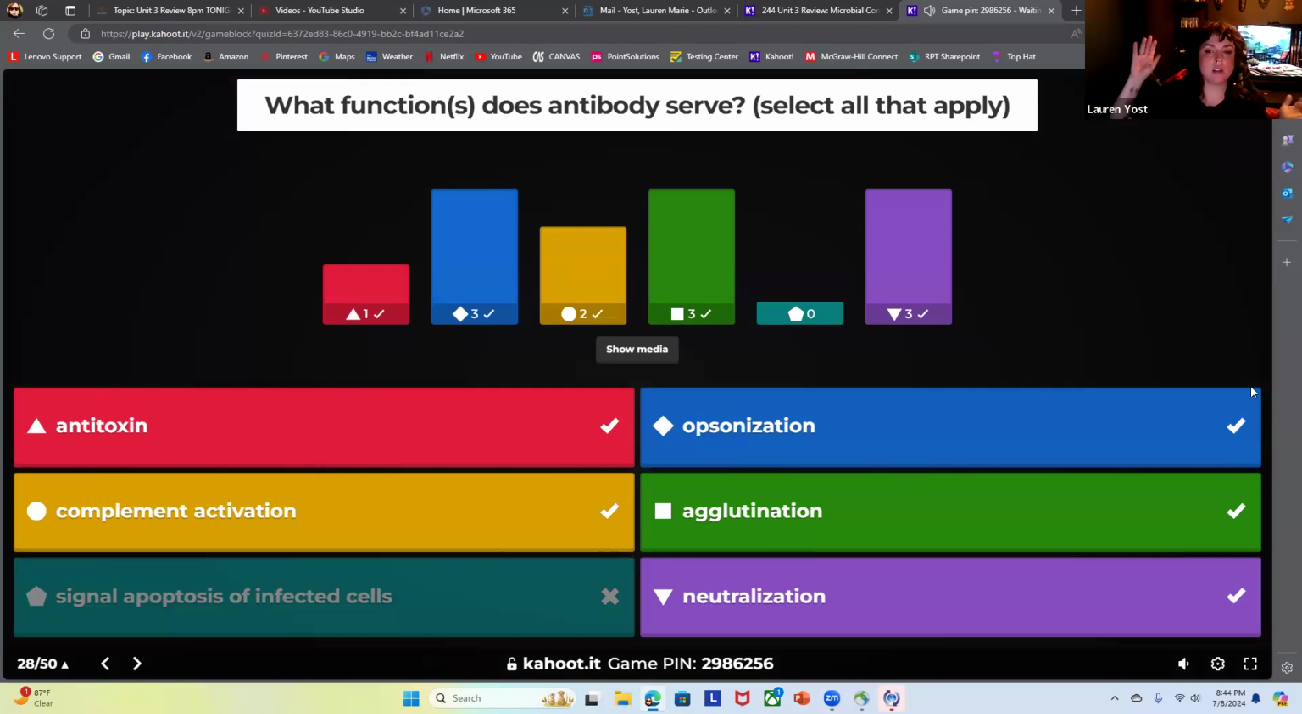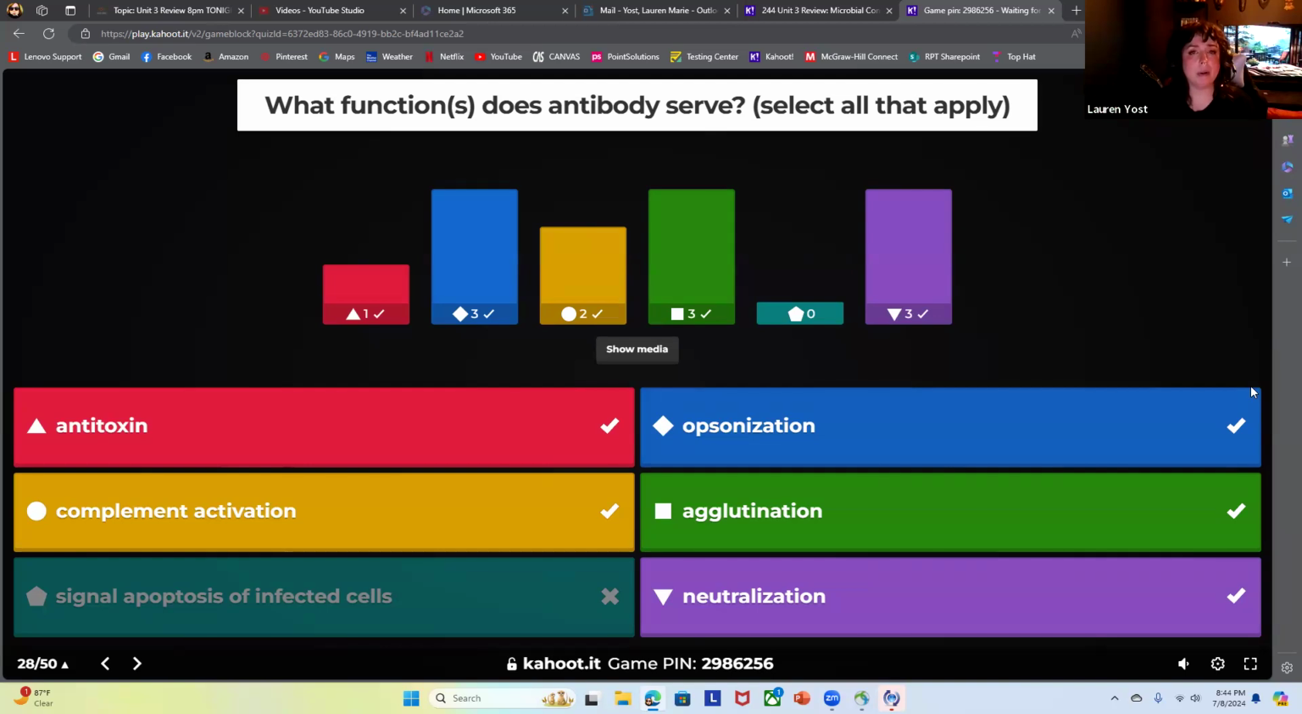Okay, so you guys did great on this one. It's going to be everything but the teal one. Antitoxin: the antibody interacts with the toxin itself. This is exactly how your vaccines to tetanus, diphtheria and pertussis work. They attack the toxin, not the bacteria. So those antibodies that you're generating are against the toxin, which is the dangerous part. So for those diseases anyways.